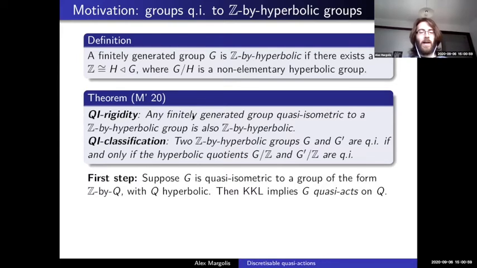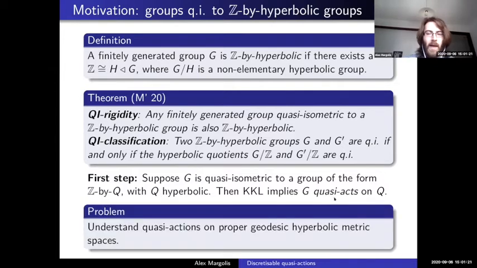The broad outline is the same. The first step is the same. The result of Kapovich, Kleiner, and Leeb that I alluded to on the previous slide says that if we have a group quasi-isometric to a group of the form Z by Q, then this mystery group G has a quasi-action on Q, and that leads us to the main problem of the talk. We want to understand quasi-actions on hyperbolic groups, on hyperbolic metric spaces.